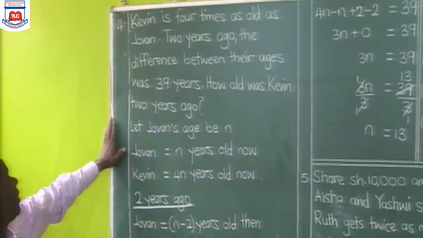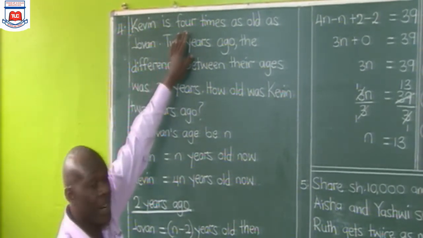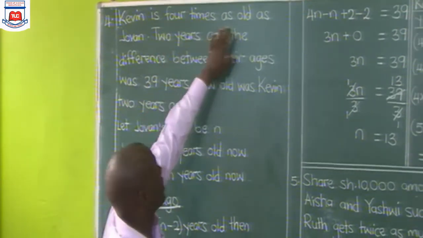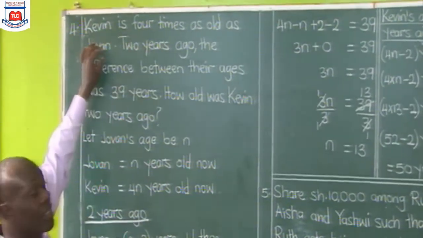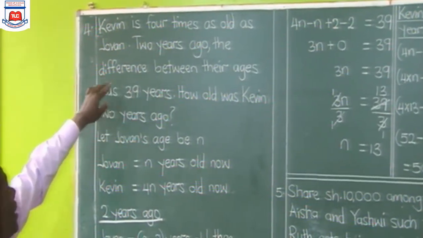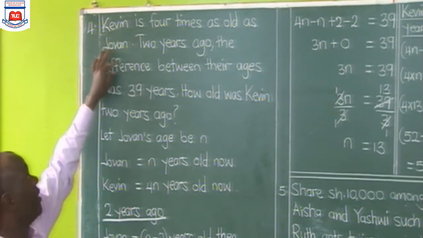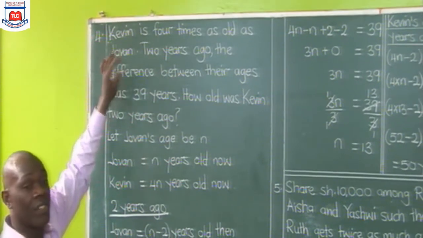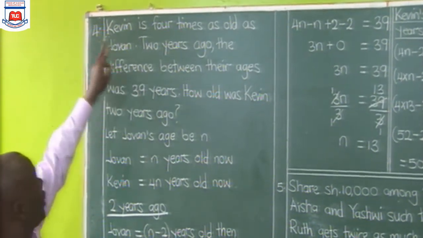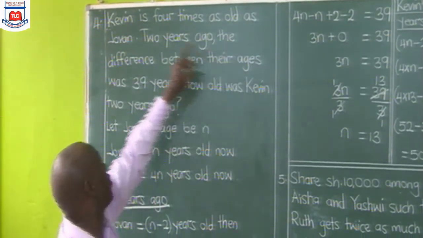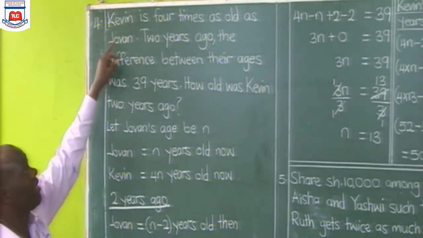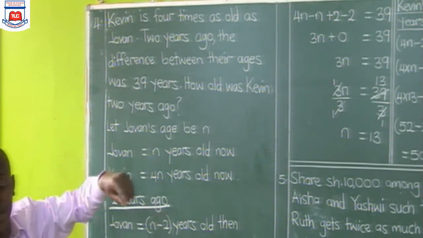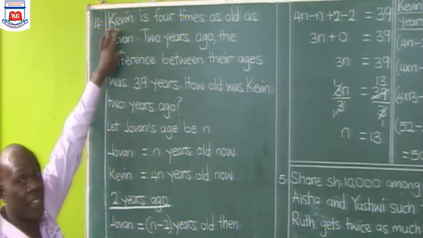Now again, look at the word 4 times. And again, ask yourself, who is the younger? The younger one is Giovanni. If Kevin is 4 times as old as Giovanni, then Giovanni's age is a quarter Kevin's.